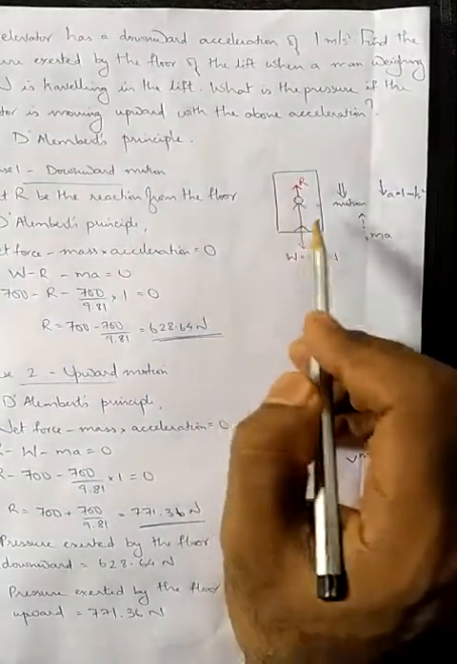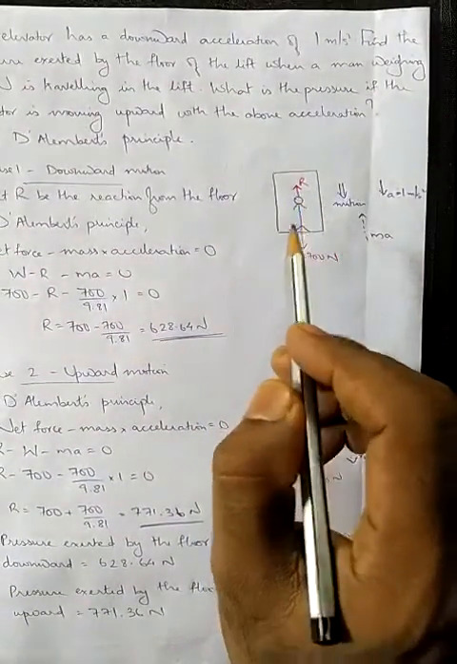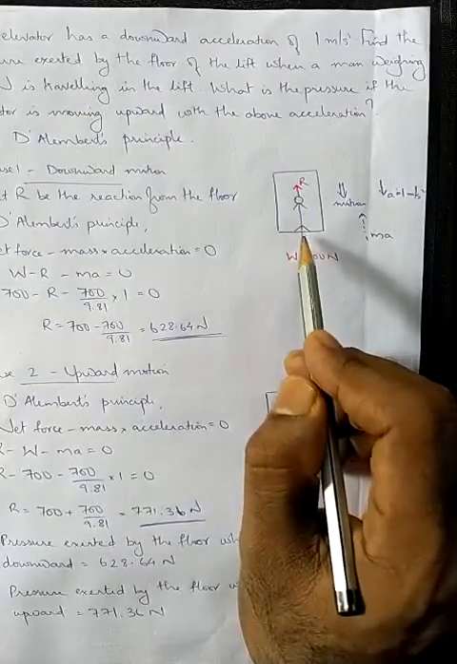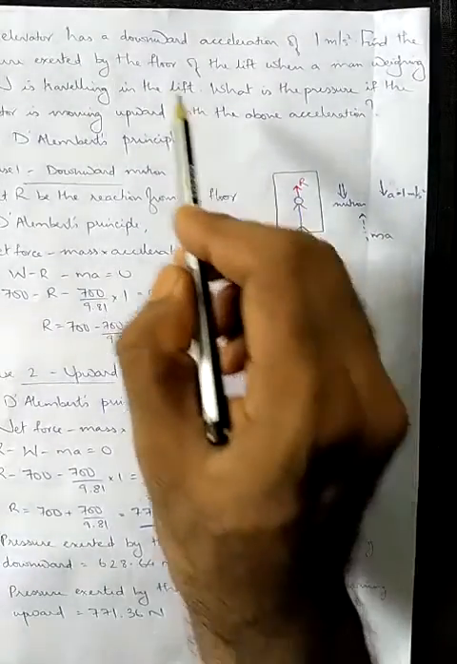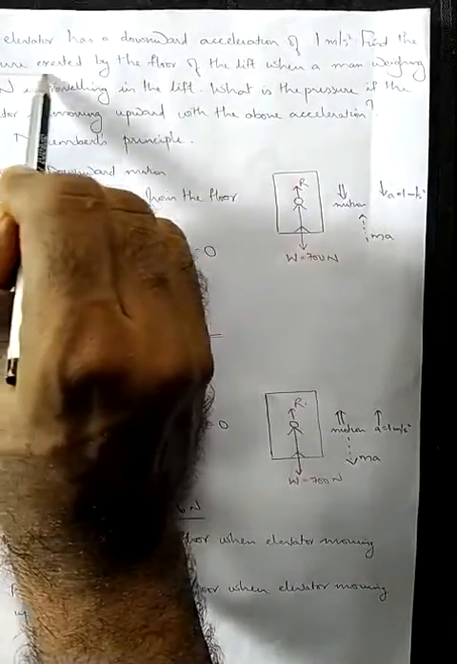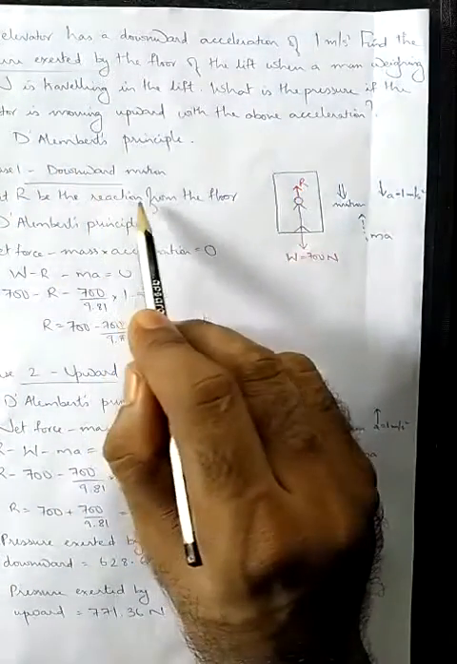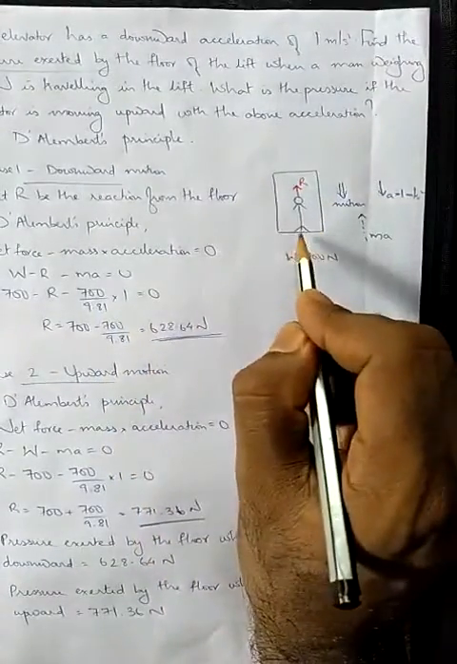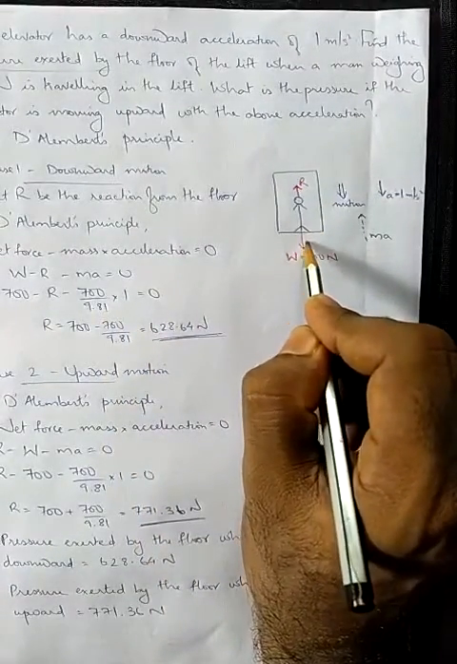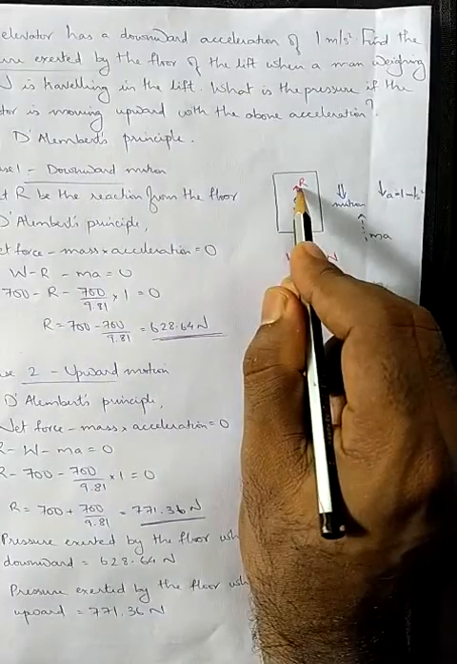There is a lift, and a man is standing inside the lift. He is weighing 700 Newton, that is, weight is acting downwards. It has been asked to find the pressure exerted by the floor. We represented this pressure by the term R. So let R be the reaction from the floor. Here there is the floor, and here there will be a reaction. That reaction is represented over here.